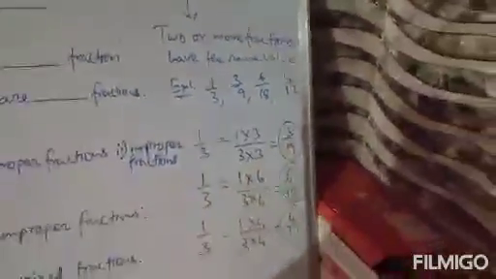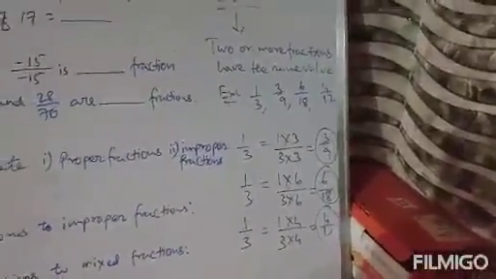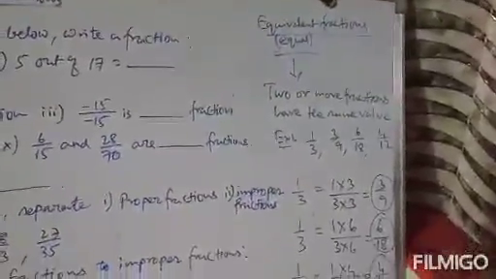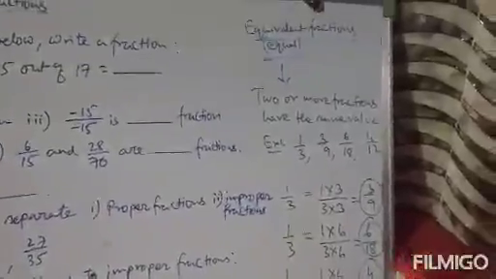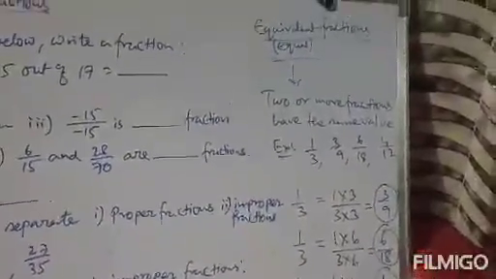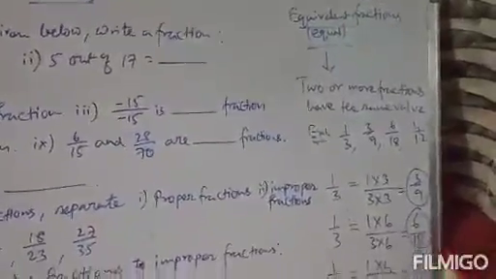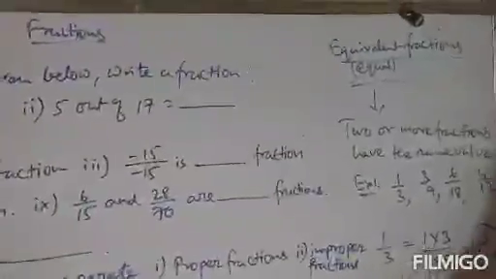So all these, 1 by 3, 3 by 9, 6 by 18, 4 by 12, all these fractions are equivalent fractions or equal fractions, because all these fractions are formed by multiplying the same number with the numerator and denominator. Whenever you are multiplying the same number with numerator and denominator, the fractions formed are equivalent fractions. Clear? So this is all about equivalent fractions and equal fractions.